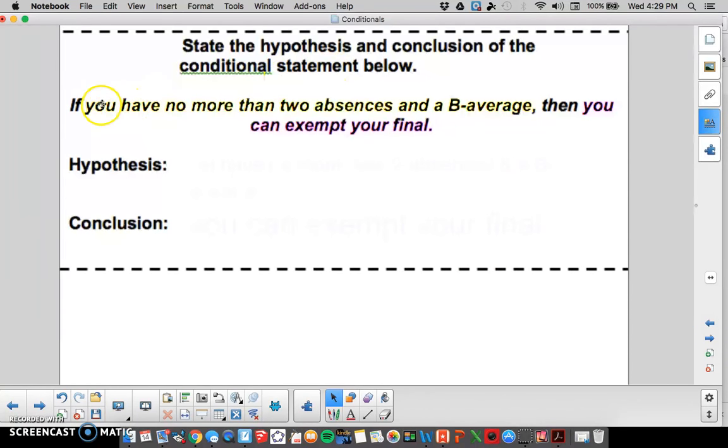All right, again, if you have no more than 2 absences and a B average, then you can exempt your final. The "if" part is not included. The "then" is not included. It's just the phrases that are after those. We're going to work on constructing conditionals and identifying parts when we get to class.